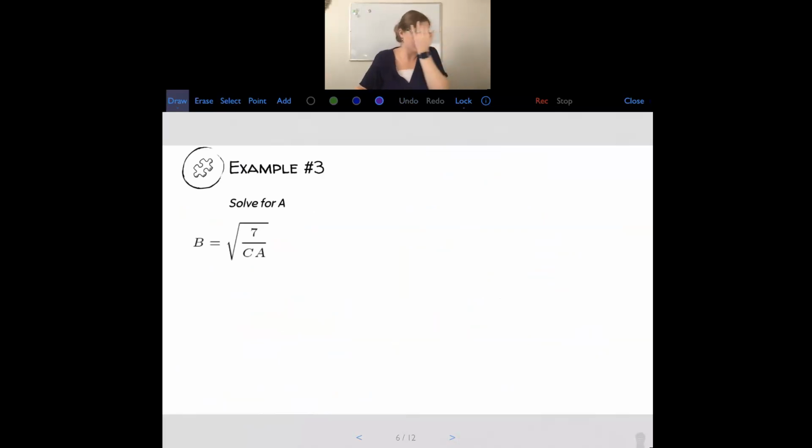Next, example 3, solve for a. In this case, we have a square root and a denominator. We need to get our denominator out of that square root first. So in order to do that, we'll square both sides.